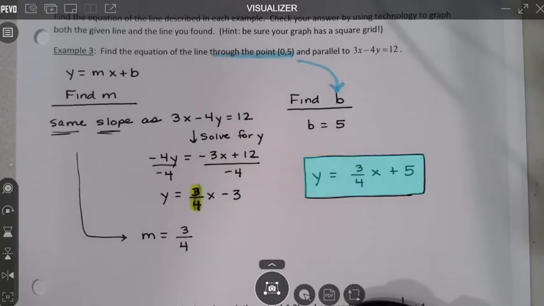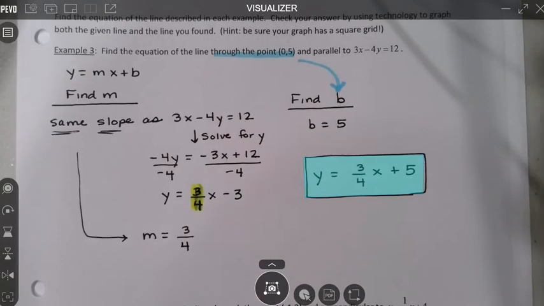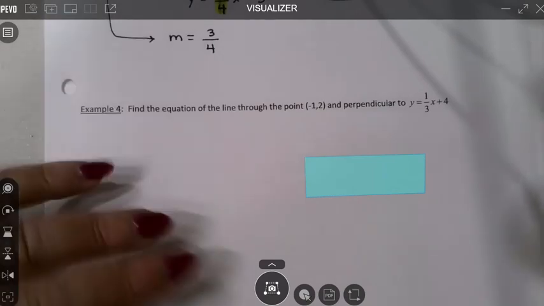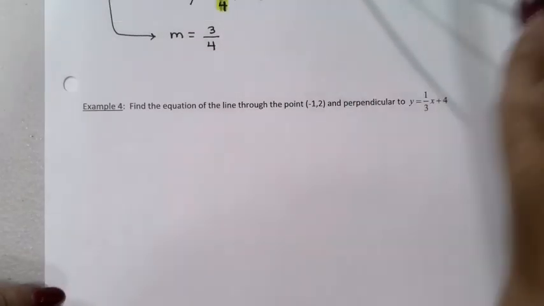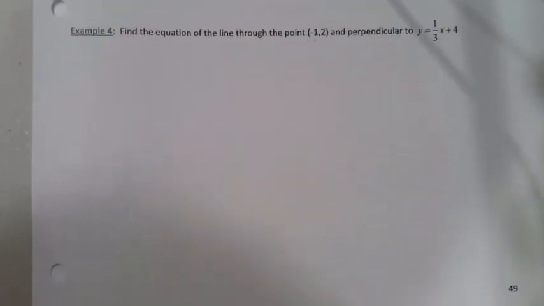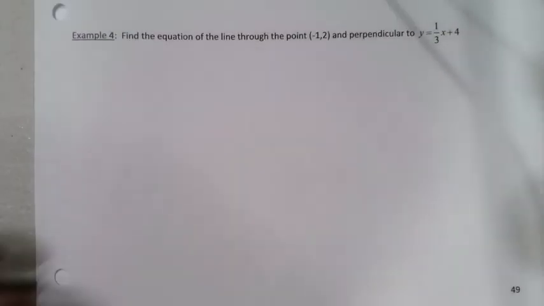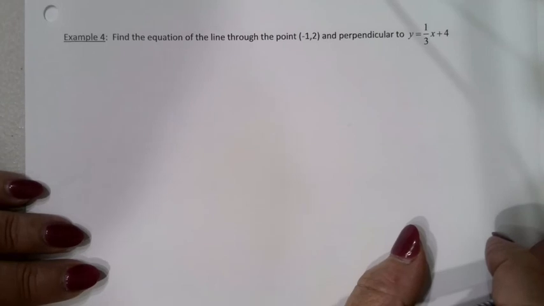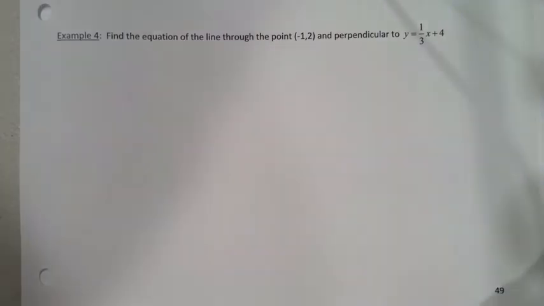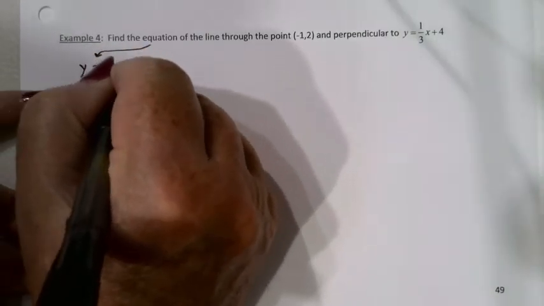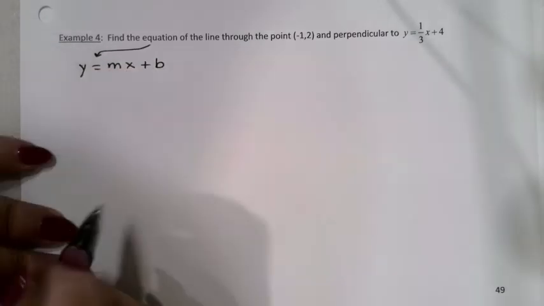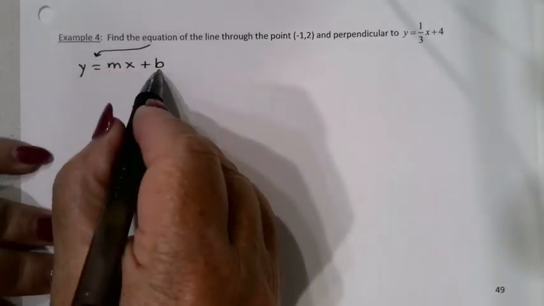All right, I've got one more problem here. In example 4, we'd like to find the equation of the line through the point (-1, 2) that is also perpendicular to y equals 1/3 x plus 4. So again, I want to find the equation of the line, so I'm looking for y equals mx plus b, meaning I have to find an m and I have to find a b.